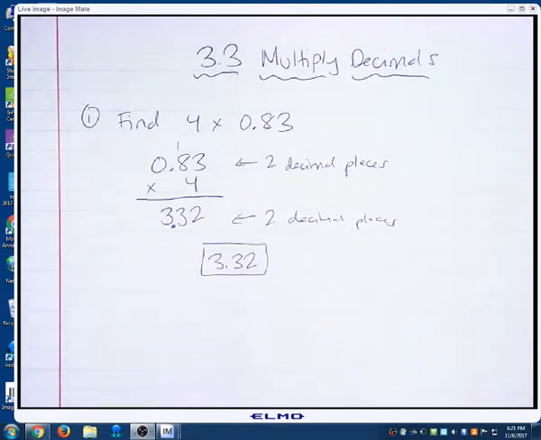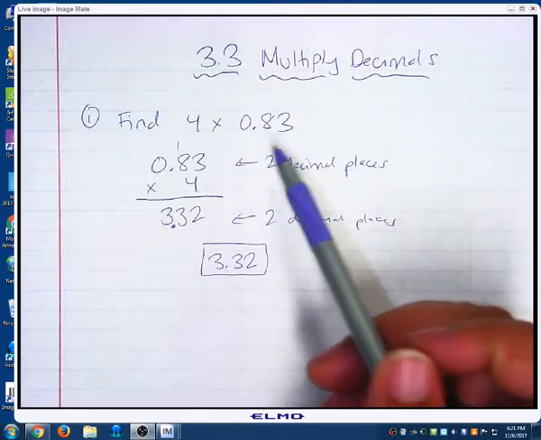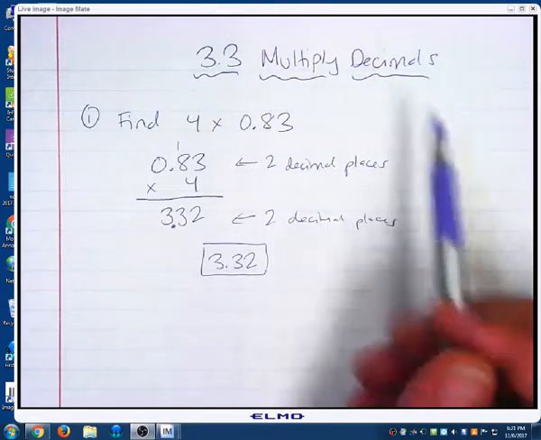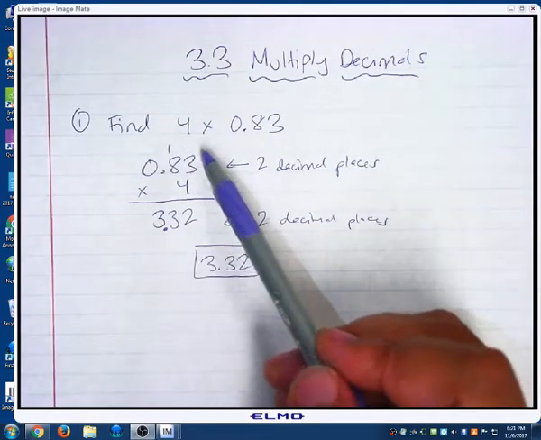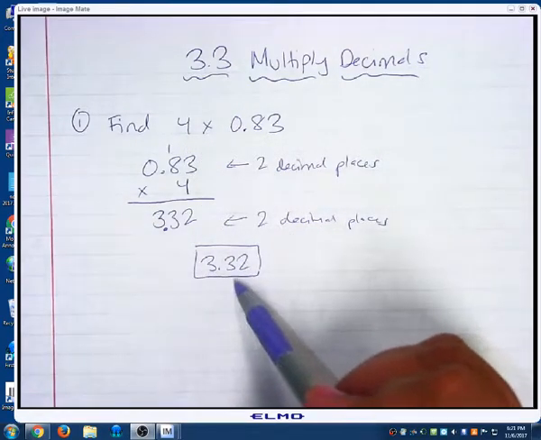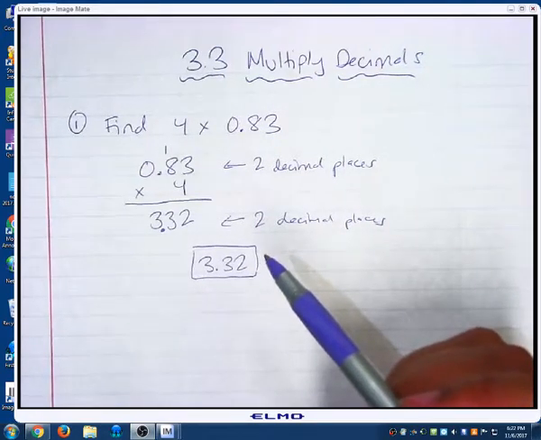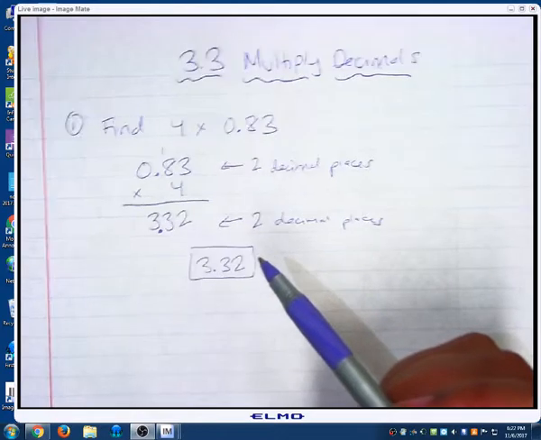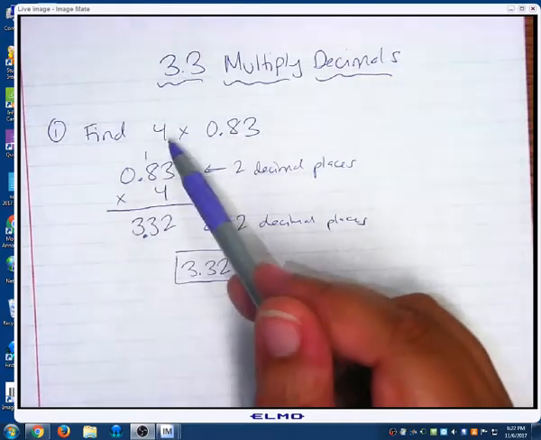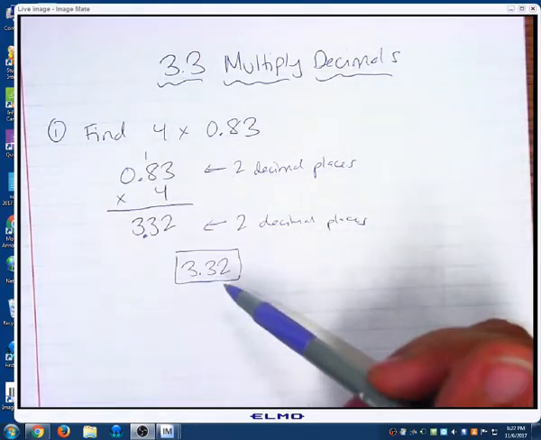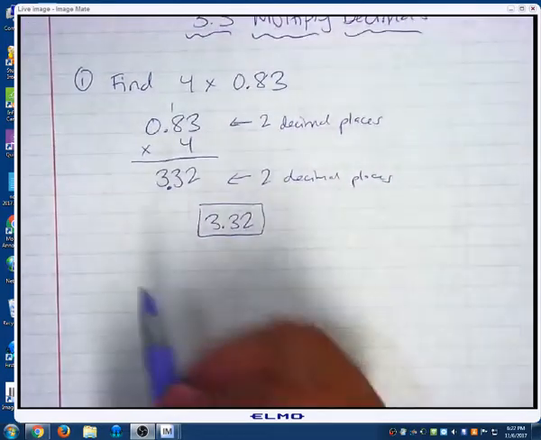for number 1. And does that make sense? Yeah, this is almost 1. 0.83 is 83 hundredths. It's kind of close to 1. So 1 times 4 would be 4. So 3.32 does make sense. It would not make sense for it to be 33.2. It wouldn't make sense for it to be 0.332 or 332. It makes sense for it to be kind of close to 4. So 3.32 is reasonable.